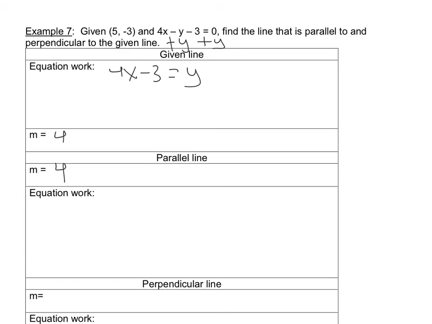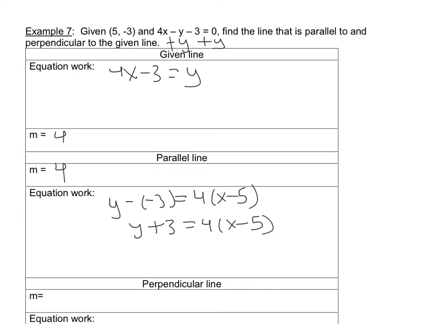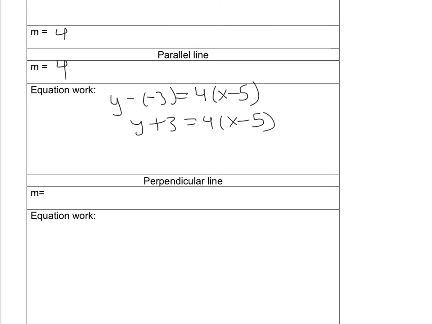So the parallel slope is 4. So a parallel line would be y minus -3 equals 4 times x minus 5, which is y plus 3 equals 4 times the quantity x minus 5. Okay? Now perpendicular, what's the reciprocal of 4? 1/4. But since this is positive, the perpendicular is going to be -1/4. And you're going to get y plus 3, because we already did that up there, equals -1/4 times x minus 5.